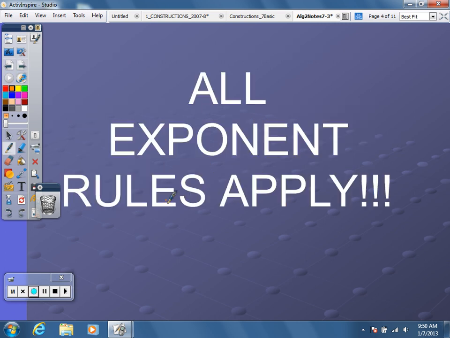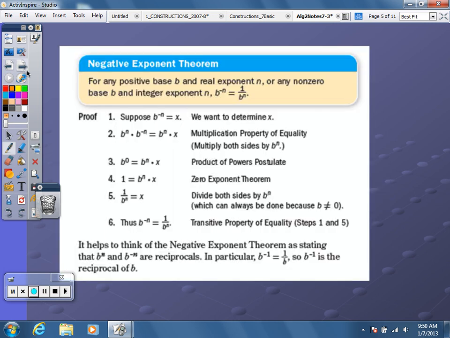Okay. So all exponent rules apply. So basically everything we did in the section previous will hold true here, except you're just going to have negative numbers involved. Okay. Here is the proof. This is the theorem we already wrote down, and this is going to make sense to you. I'm going to walk you through this.